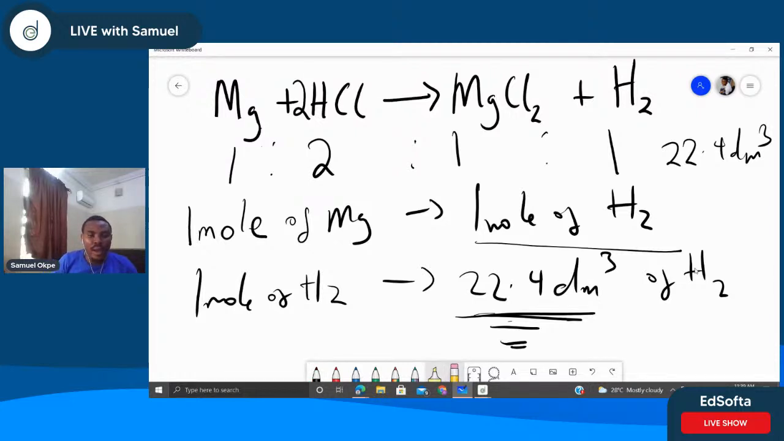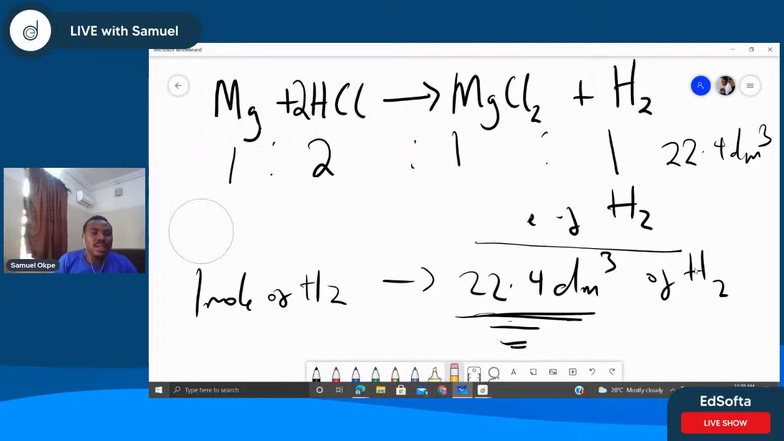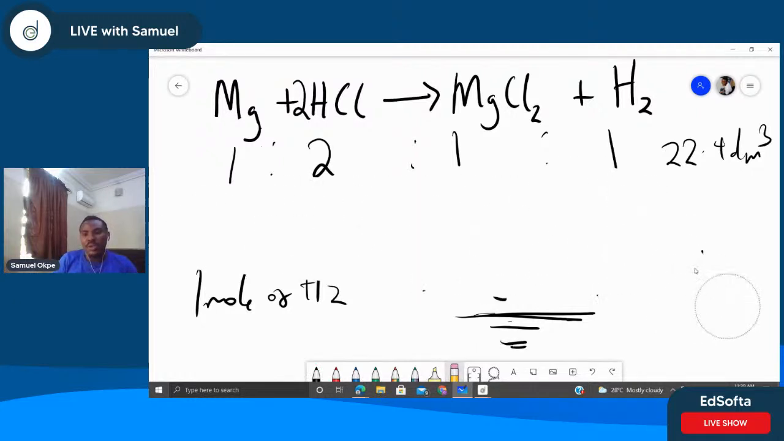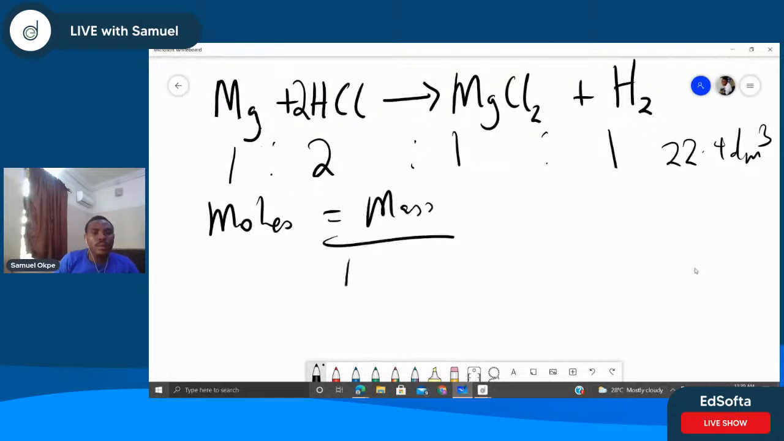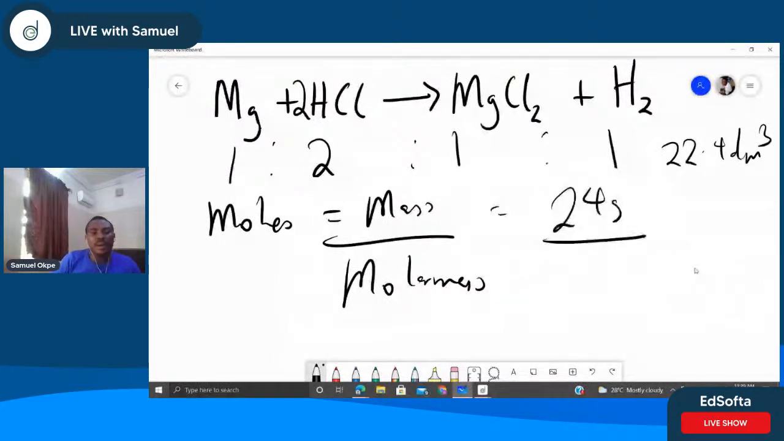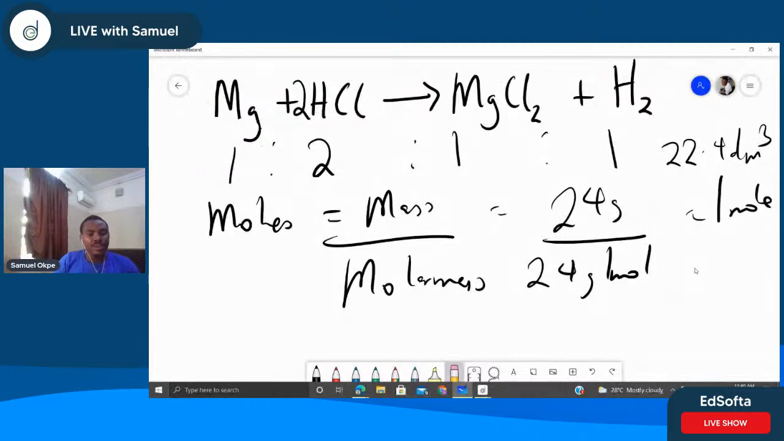Now the question you ask is, how did I get this 1 mole? From the question they said 24 grams of magnesium, so the mass of magnesium is 24 grams. How do we find the number of moles? We know that mole is equal to mass over molar mass. What is the mass they gave us? 24 grams. What is the molar mass of magnesium? 24 grams per mole. What is our answer? 1 mole. So that's how I knew they used 1 mole of magnesium.